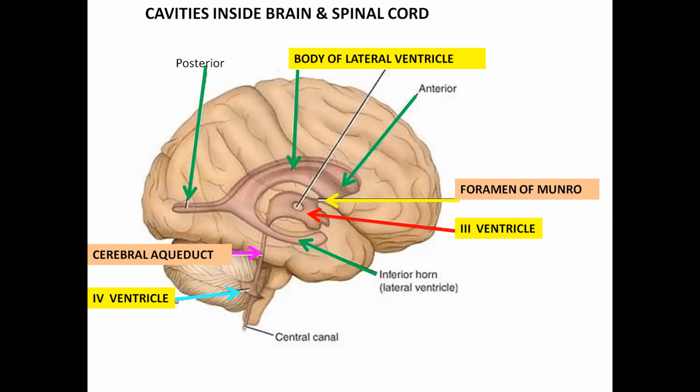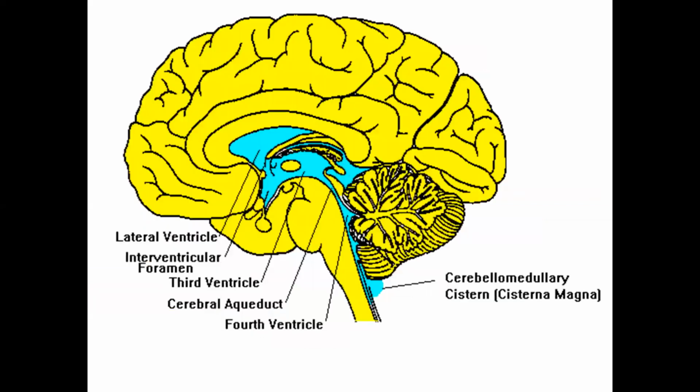Any obstruction in the outflow of CSF can lead to a condition called hydrocephalus. This is another picture to show you the ventricles of the brain. So the corpus callosum, beneath the corpus callosum, that's the lateral ventricle.